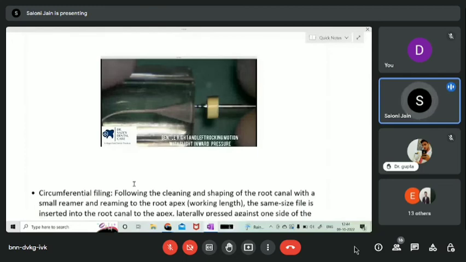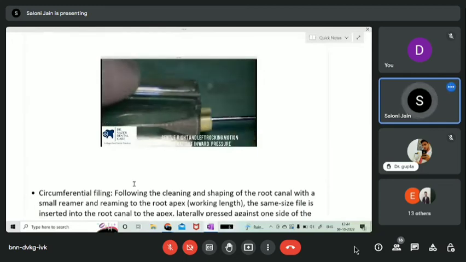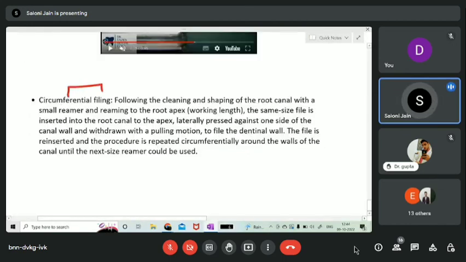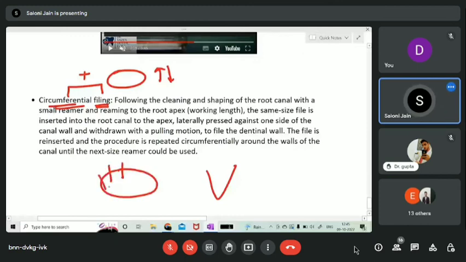And then you introduce the file inside the canal. So see, this is a terminology which combines two words: circumferential, which means the circumference, and filing motion, which we studied earlier, that is nothing but the push and pull motion. So if this is a tooth and this is a canal, you engage your file and then you do push and pull motions on all of the walls of the canal, that is, around the circumference of the canal.